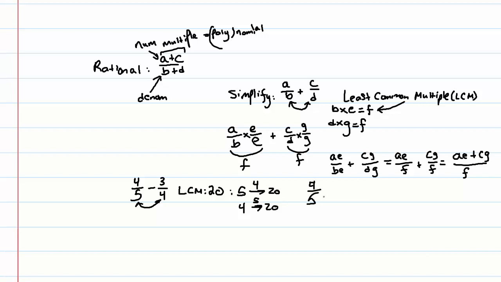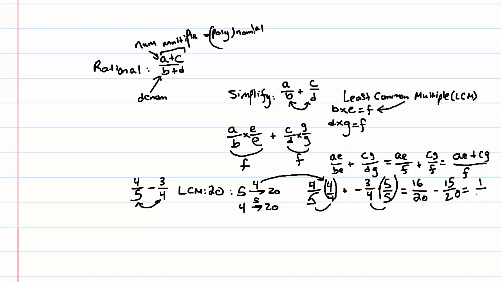From here, we need to multiply 4 over 5 by 4 over 4, because when we multiply, we need to make sure that we're only multiplying by 1. And then we need to multiply negative 3/4 by 5 over 5, again, only multiplying by 1. We see here 5 times 4 and 4 times 5 is just 20. So we can rewrite this, multiplying over the top and then over the bottom, as 16 over 20 minus 15 over 20, and this will give us 1 over 20.